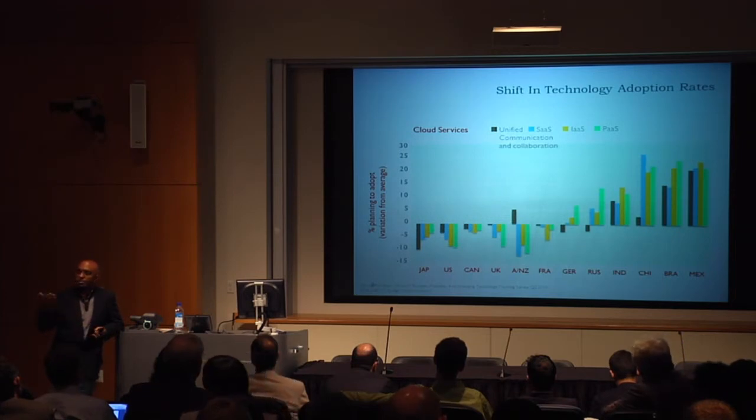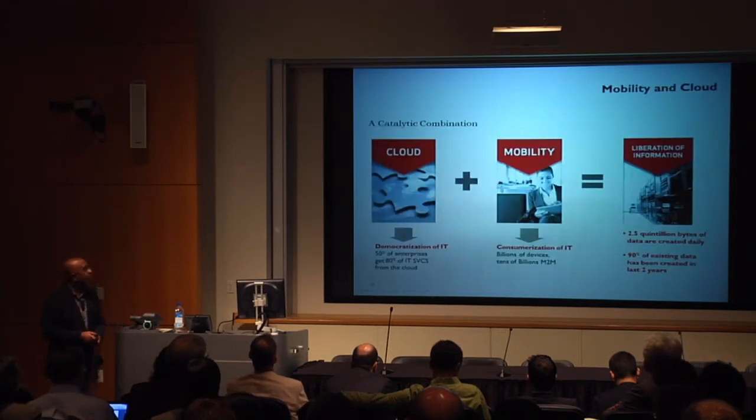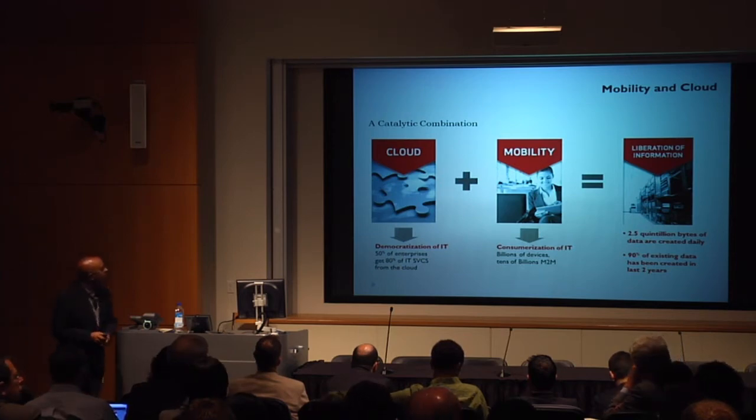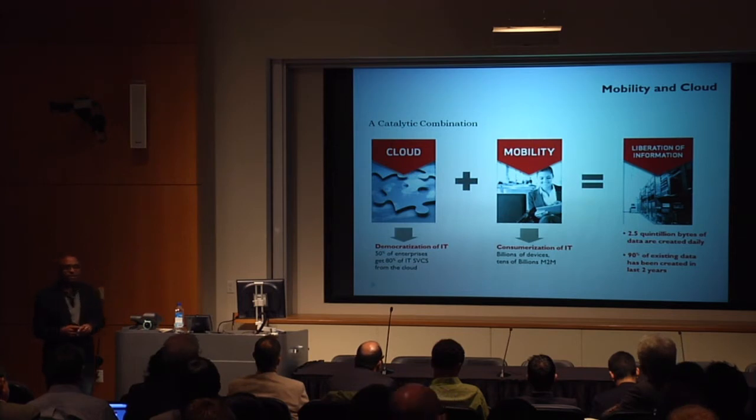Not only companies that are doing B2B activities, but also B2C and even B2B2C, in other words, business to consumer interactions. All of that can be modeled and dealt with in this way. So from the context of this high-level view of what's going on in the economy, what we're seeing is a pretty catalytic combination of cloud computing and mobility leading to what we're calling the liberation of information.